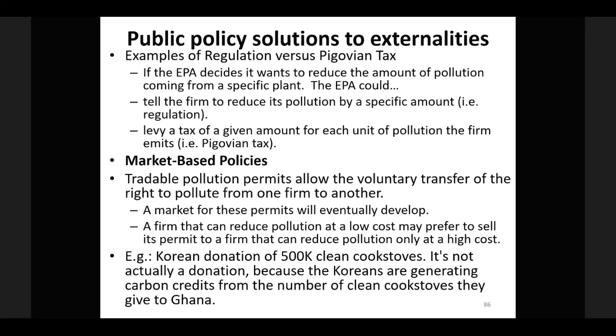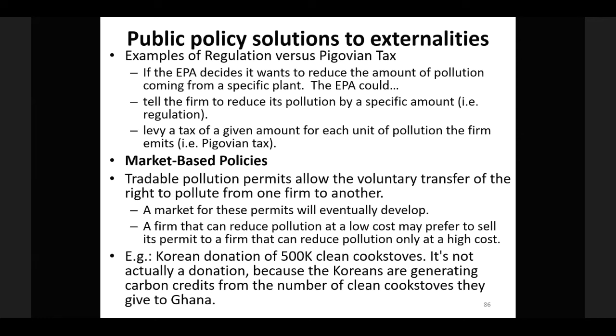We can also do a number of comparisons between the regulation and the Pigouvian tax. If the EPA decides it wants to reduce the amount of pollution coming from a specific plant, for instance, the EPA could tell the firm to reduce its production by a specific amount, a regulation quota. Or the EPA can levy a tax of an amount for each unit of pollution the firm emits. And this is a kind of Pigouvian tax. So I've explained all this to you already. Just a recap.